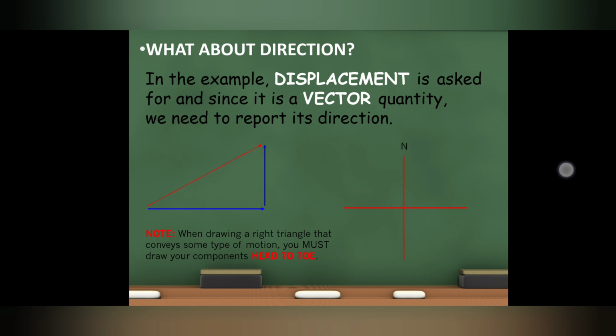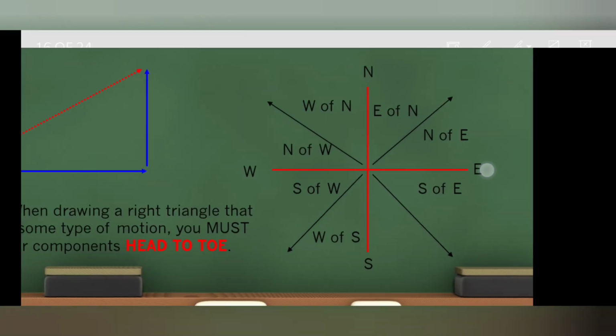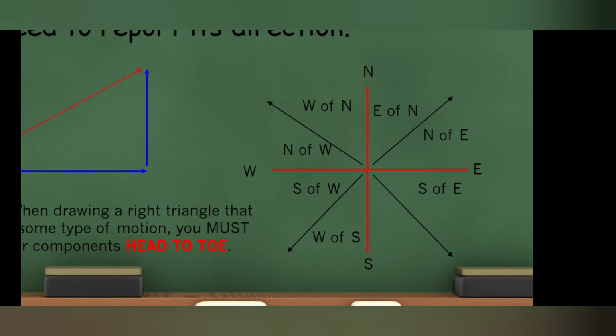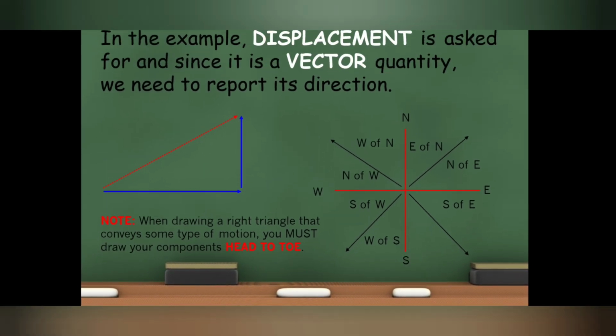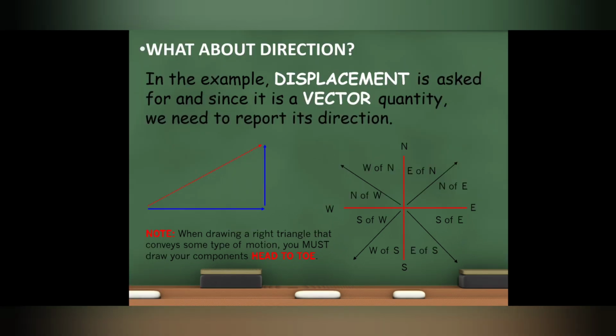So this is the north direction, south direction, east and west. So this is north of east, east of north. This gives you south of west. This gives you west of south. This direction is north of west, west of north. This is south of east. And finally you will have east of south. So this is north of east.